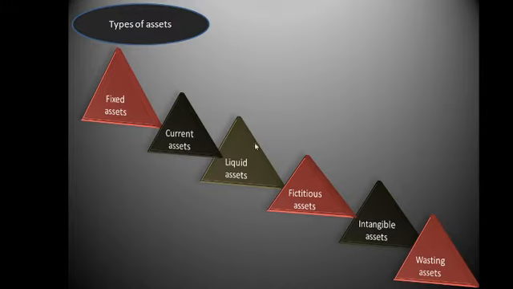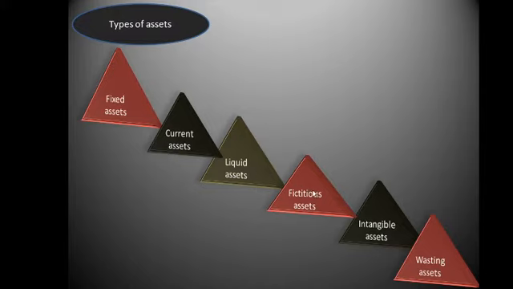The next one there is what? Liquid assets. Liquid assets are those assets that can be easily turned into cash. An example of such assets is debtors, people that are owing you. Once they pay, you've turned it into cash. Your investments, those things are liquid assets.